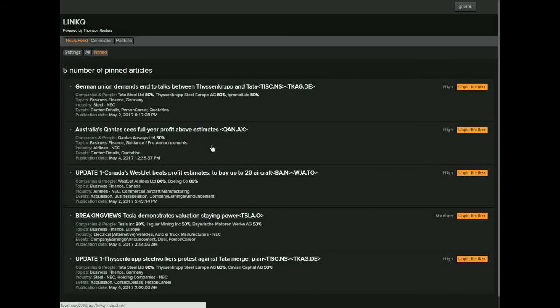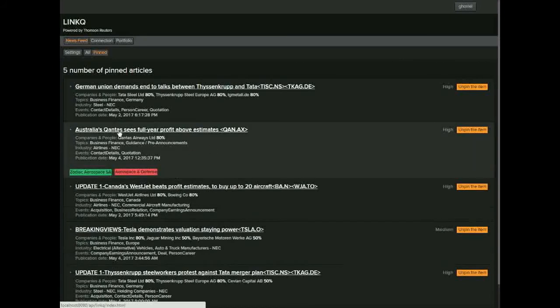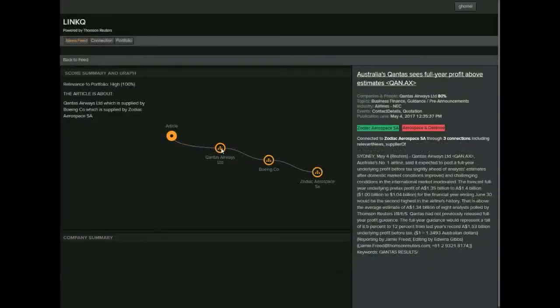The user can then review the pinned articles and drill in further to see why they're connected to their portfolio. In this case, a positive news story about Qantas is relevant to my portfolio holding of Zodiac Aerospace because Qantas is supplied by Boeing and Zodiac Aerospace supplies Boeing. So a clear read-through from this announcement to my portfolio company.